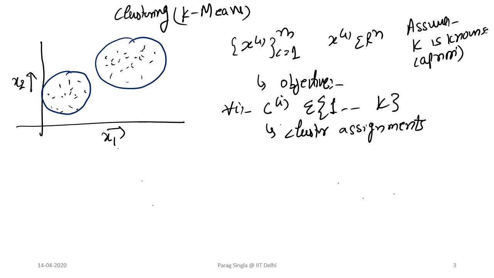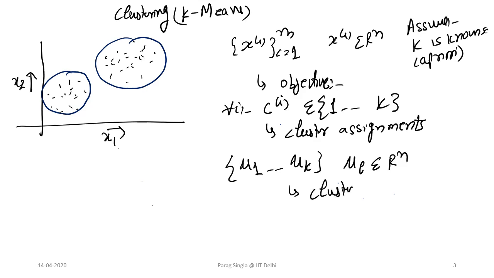Okay, and to be able to do this, we will introduce another set of variables which will be referred to as cluster means, and these will be mu1 to mu k. Each of these, let us denote by mu l, will belong to Rn. So we have these k variables, one for each cluster, which we will refer to as cluster representatives, and they are in the Rn space.